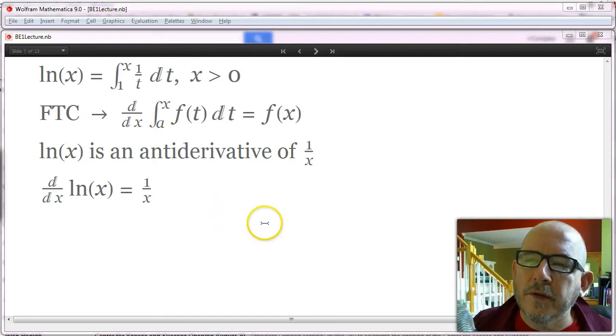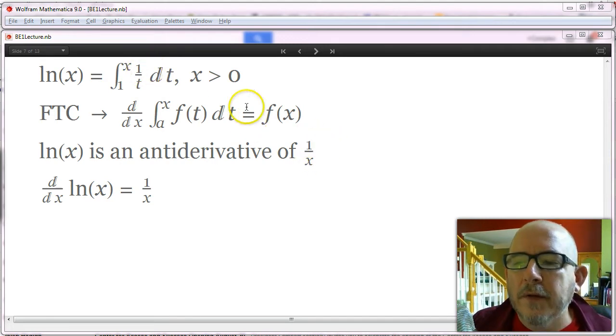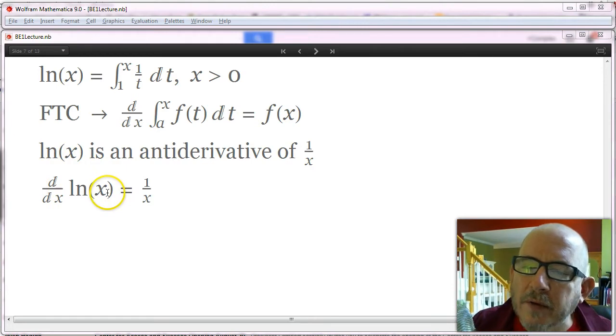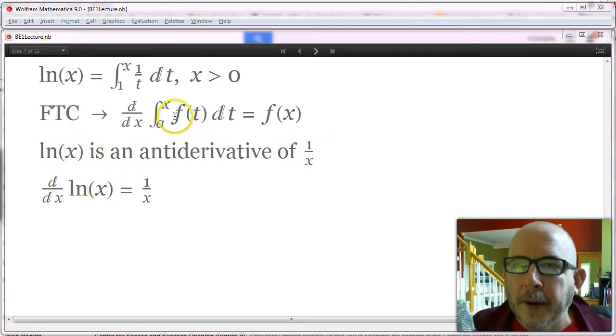So the question is, what do we do with this logarithm thing that we have? Why are we even calling it a logarithm? We define that the antiderivative of 1 over x is the natural log of x, which means that the derivative of the natural log of x is 1 over x. But we kind of cheated because we basically defined this function here, this antiderivative of 1 over x, as the antiderivative guaranteed that exists.